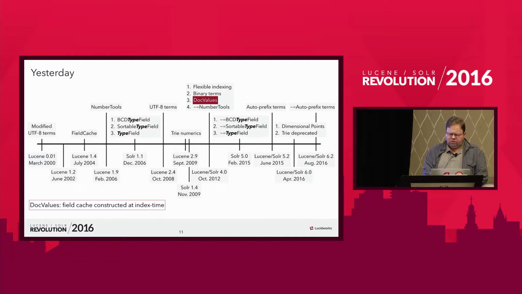And of course, doc values introduced in Lucene Solr 4, which is essentially a better version of a field cache in that they're constructed at index time and don't require a large amount of memory because they can be swapped out through the OS cache when they're needed.